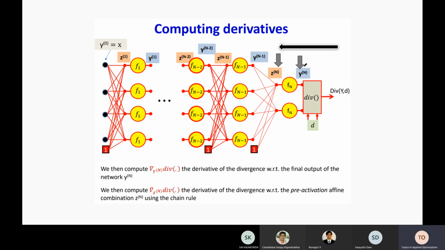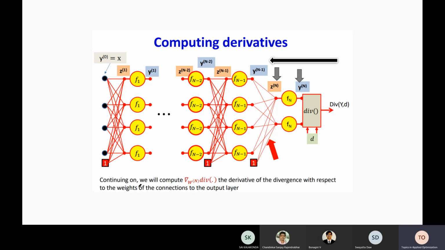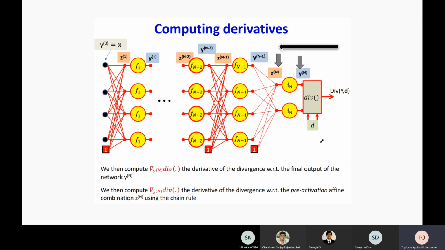Again, after that, we see that the dependency is on Zn. So then we need to compute the derivative with respect to Zn. Continuing on, we will compute the derivative of the loss with respect to Wn. If I had to stop here, then it is the derivative of the loss with respect to yn and yn with respect to Zn.